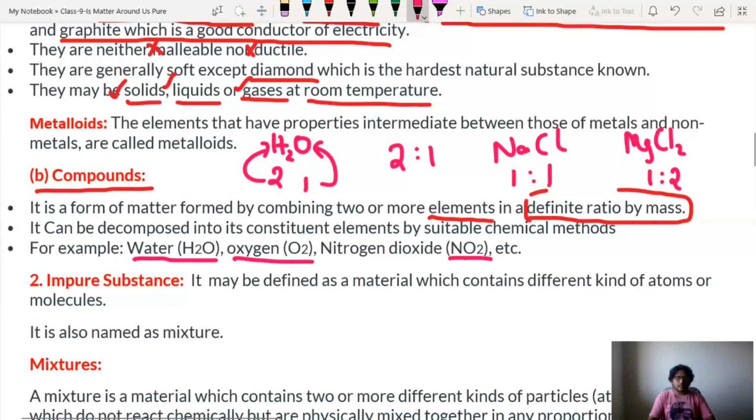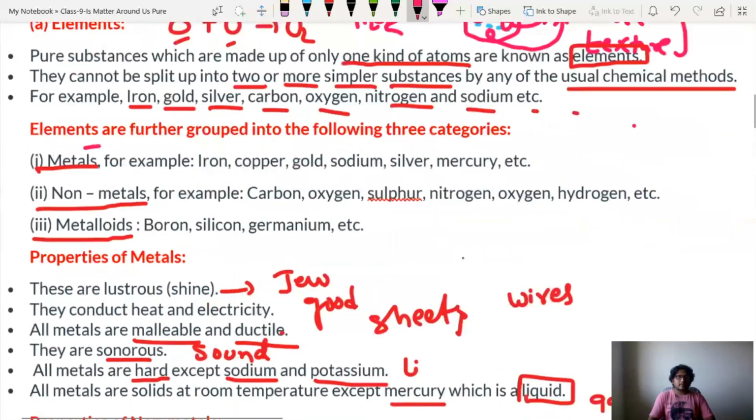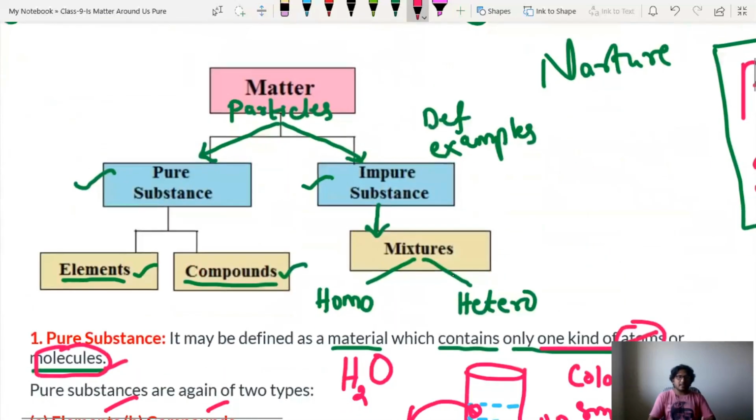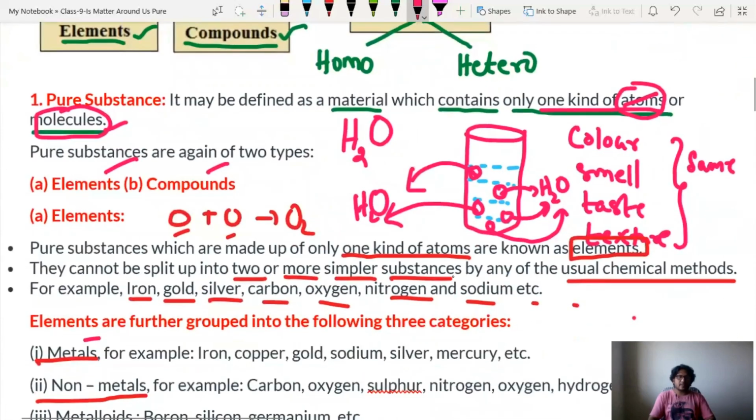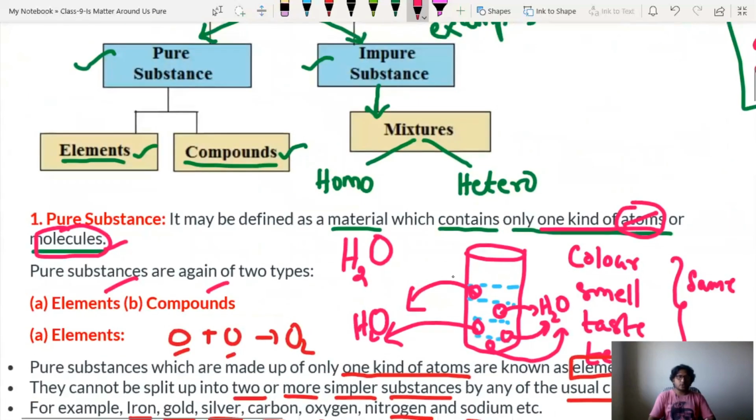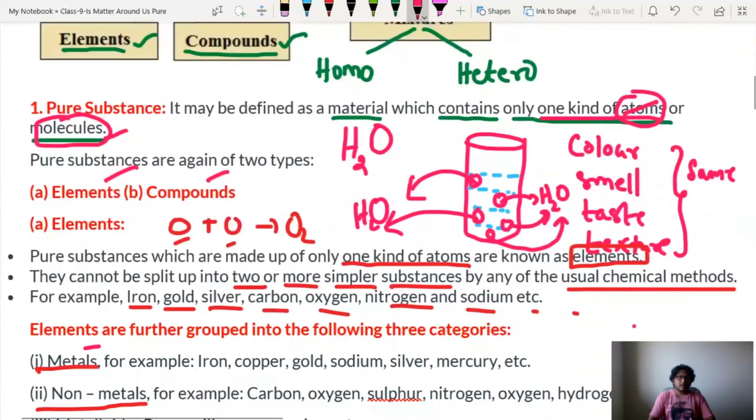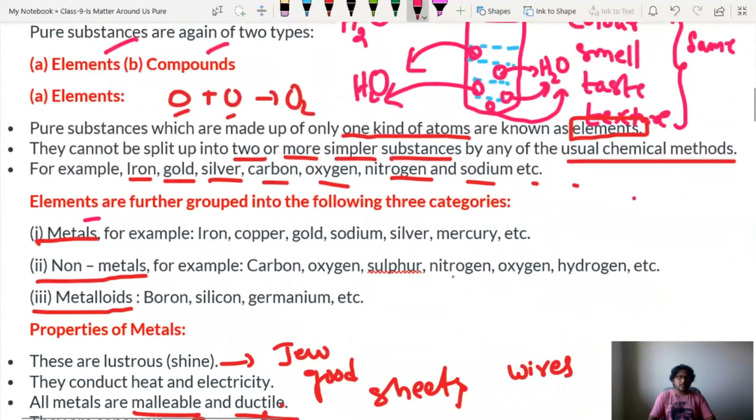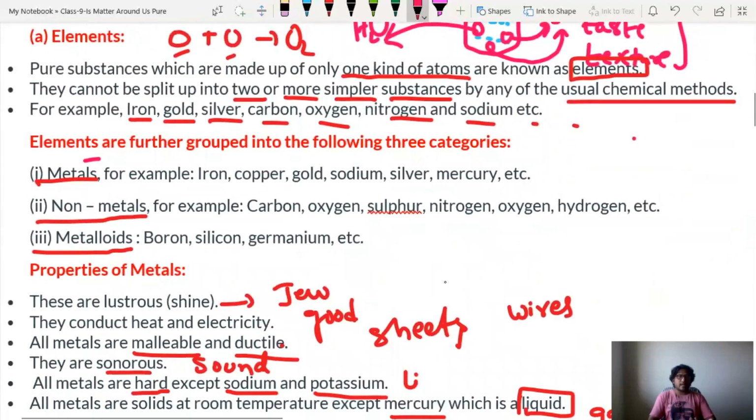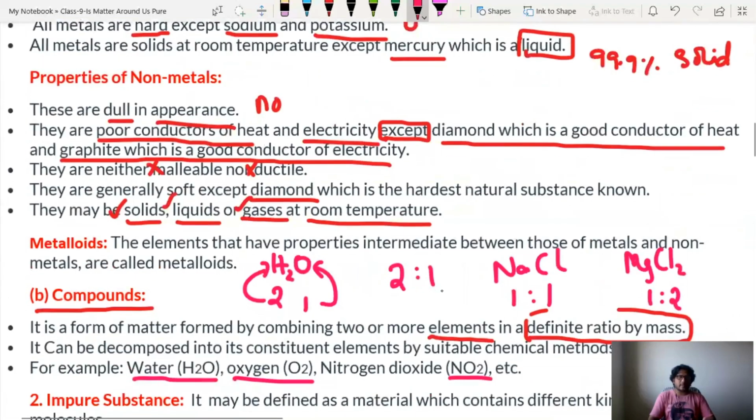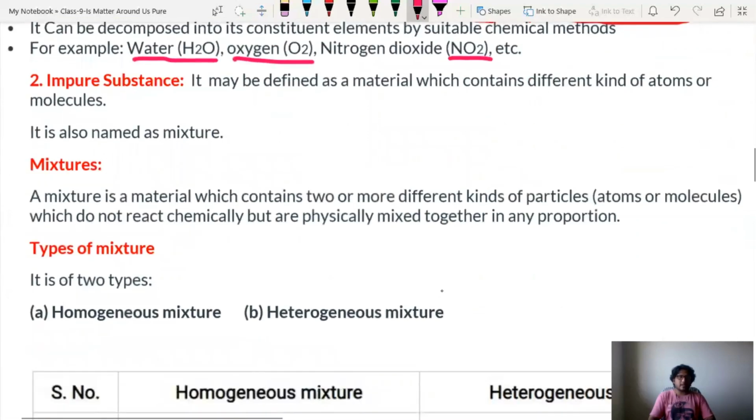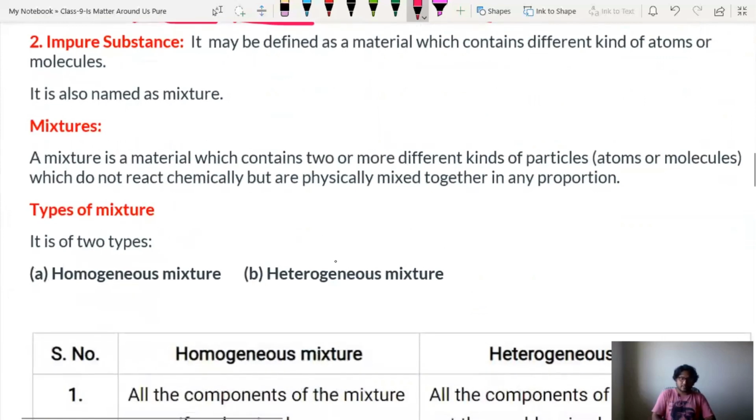So till now we have discussed matter and what is meant by pure substance. Pure substance is divided into elements and compounds, and we have seen definition for element, we have seen definition for compounds. Again, elements are divided into metals, non-metals and metalloids. Next, we are coming to impure substance. Impure substance may be defined as materials which contain different kind of atoms.